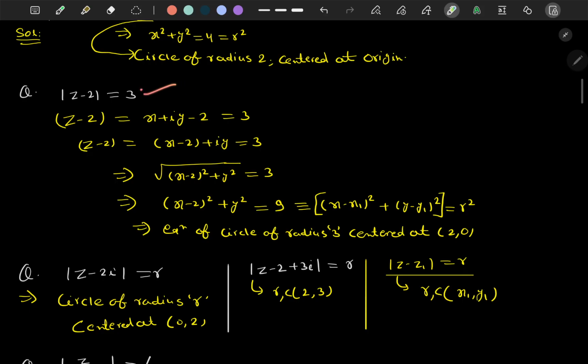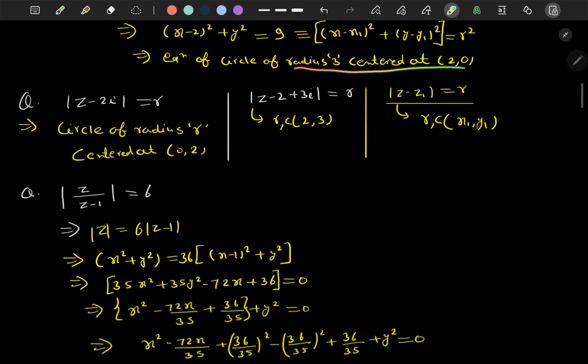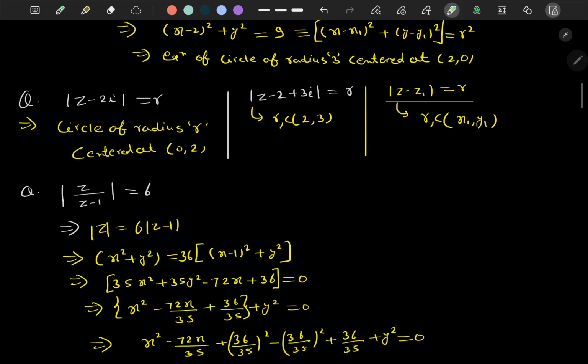So when you are going through |z minus 2| equal to 3, what is it representing? It is representing a circle of radius 3 centered at 2 comma 0. You can solve it like this. When you square it, you have this. So it has center 2 comma 0 and radius 3. This is the standard form of the circle. So a circle of radius 3 and center 2 comma 0. This is the locus.